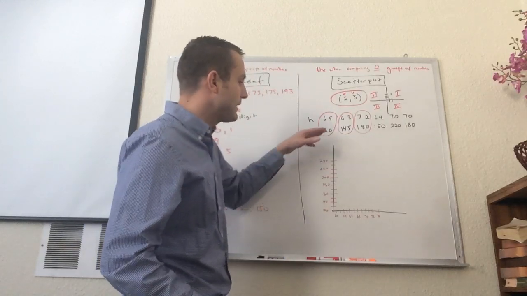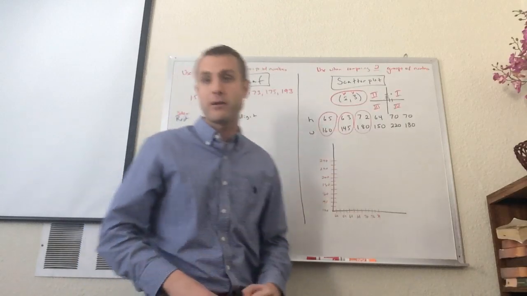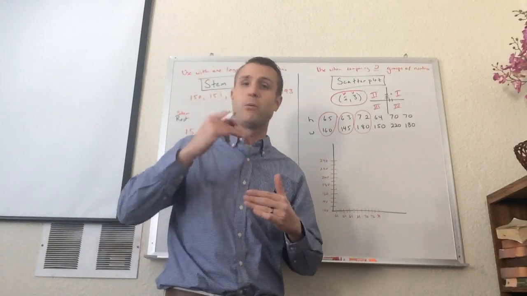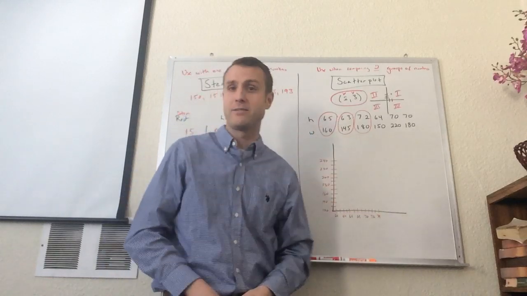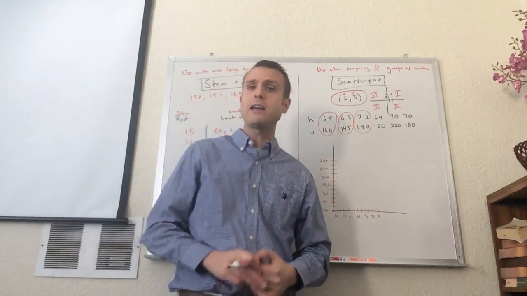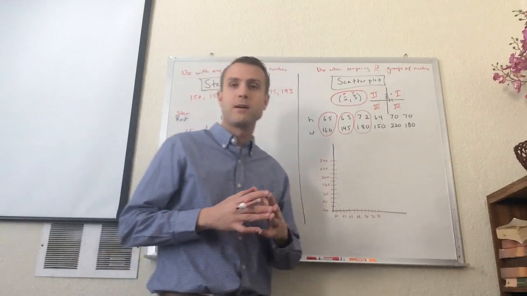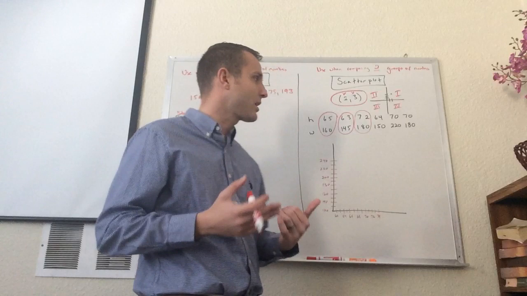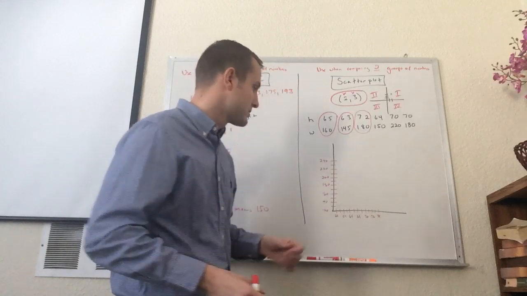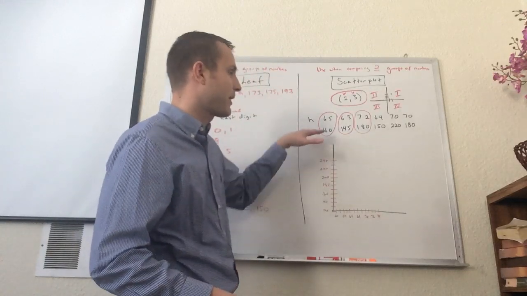So when I'm going to graph this, now notice these numbers are very, very big. So if I started with 0 and 1, 2, 3, 4, 5, it would take me forever to get all the way up to 65 and 160. So I'm going to choose to start, instead of starting at 0, 0, with my smallest number.